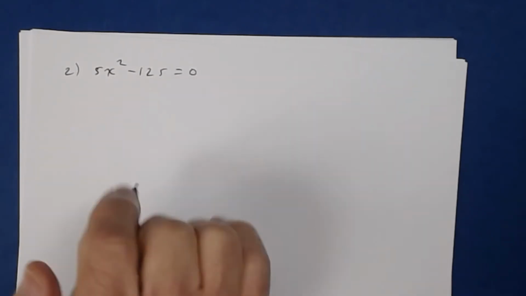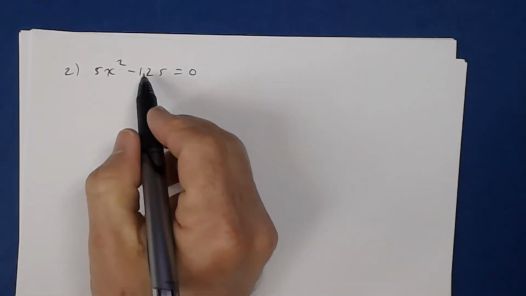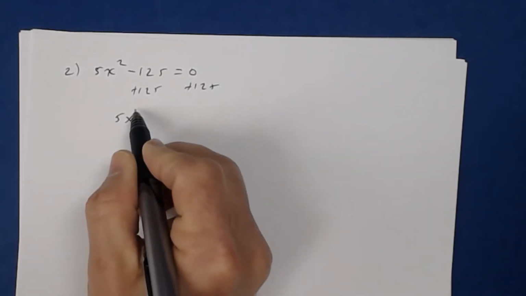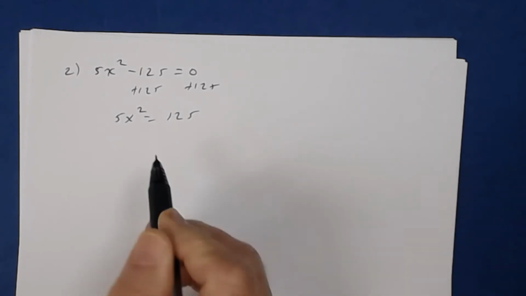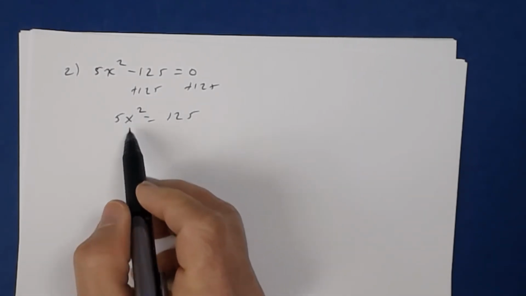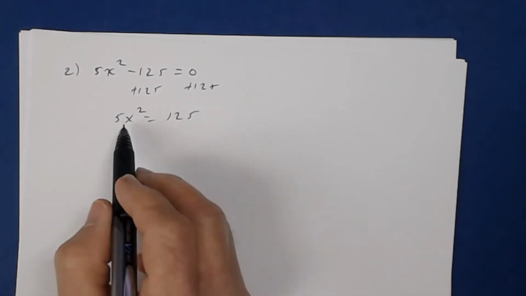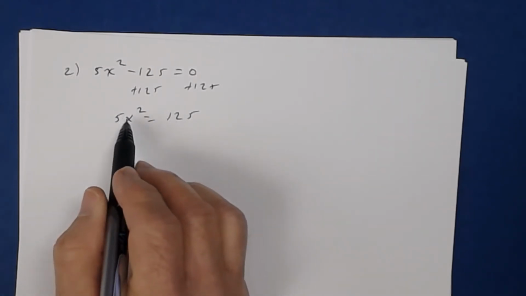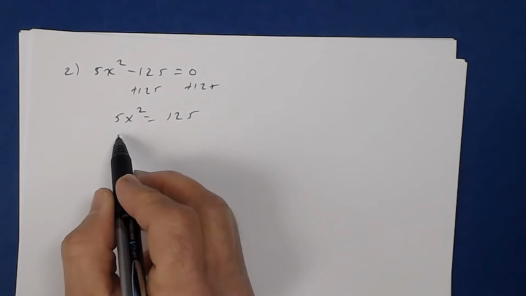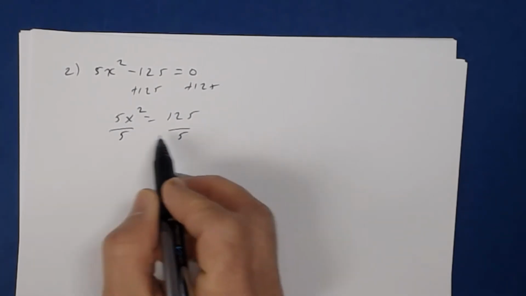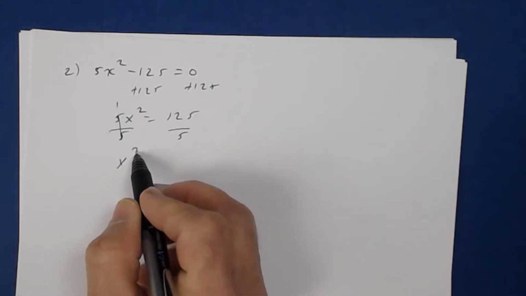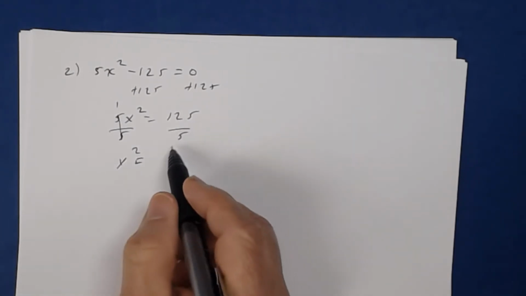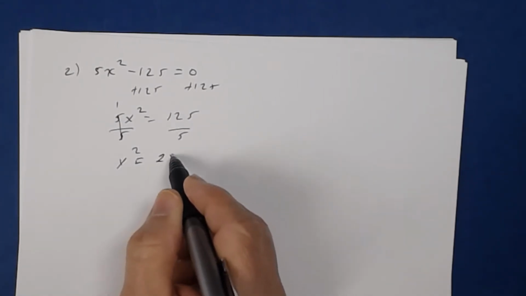That's it. All right, so first thing you're going to do is add 125 to both sides. So I get 5x squared equals 125. Remember, you don't take the square root of both sides just yet, because you're probably going to mess up if you do that. Get x squared by itself first. So let's divide both sides by 5. So I'm going to divide by 5. 5's divide out, so you get x squared equal, and 125 divided by 5 is 25.